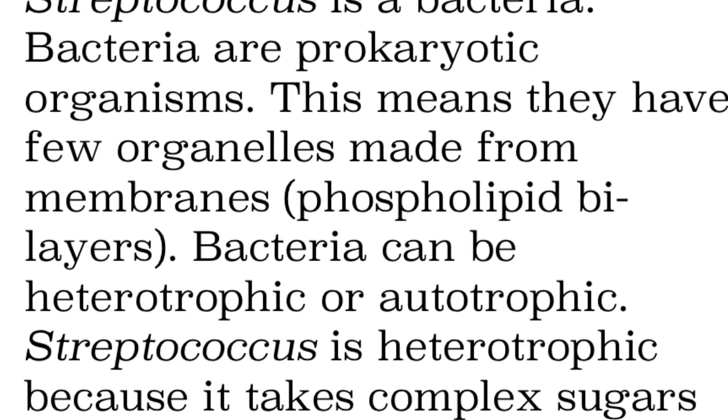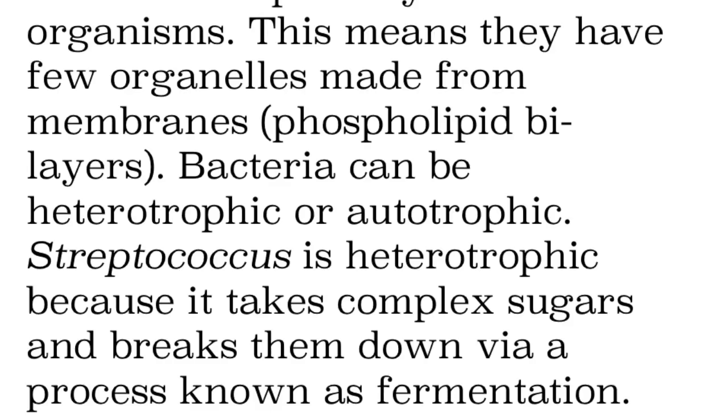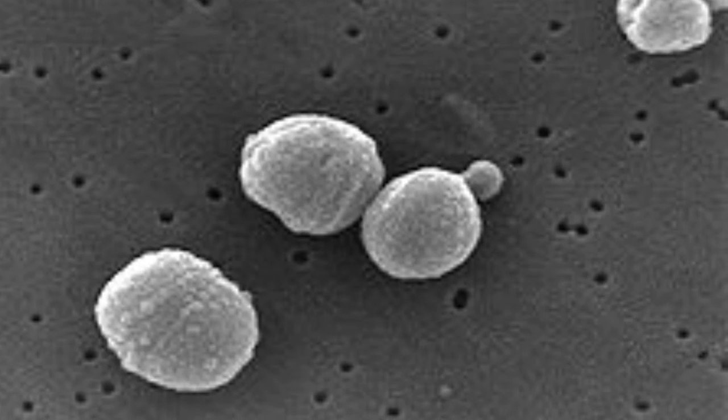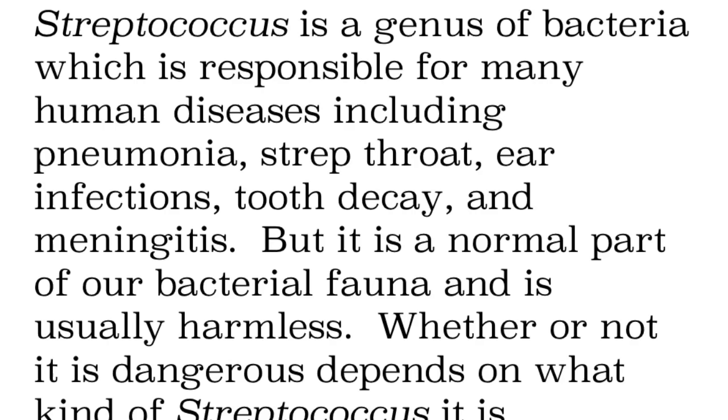They're prokaryotic organisms, meaning they don't have nuclei, they don't have Golgi apparatus. They really don't have organelles made from membranes. But they can be autotrophic, meaning they do photosynthesis, or they can be heterotrophic, meaning they take sugar and break it down for their uses. Well, Streptococcus is heterotrophic. Usually it exists in pairs like this. Sometimes it can be in longer chains or even by itself. But through the process of fermentation, it takes its sugar and gets its energy.